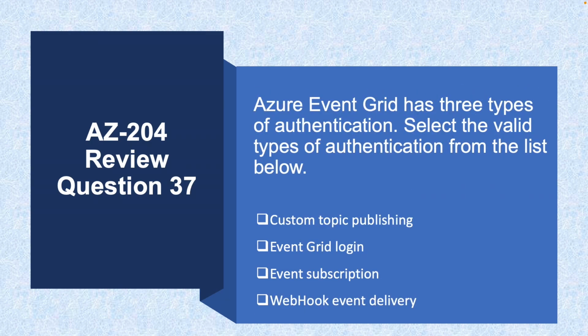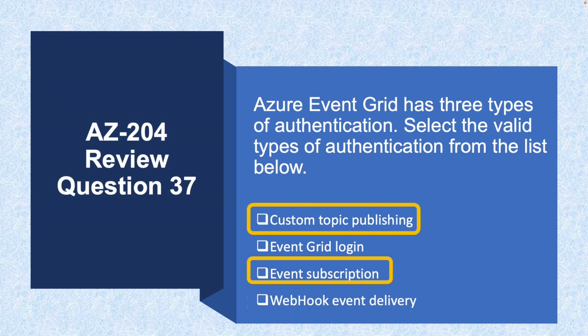Azure Event Grid has three types of authentication. Select the valid type of authentication from the list below. The answers are custom topic publishing, event subscription, webhook event delivery. Azure Event Grid has these three types of authentication.